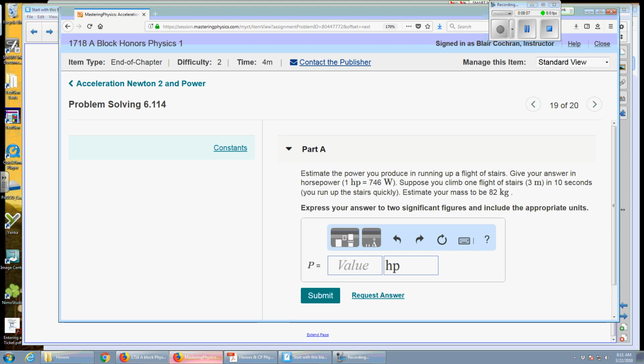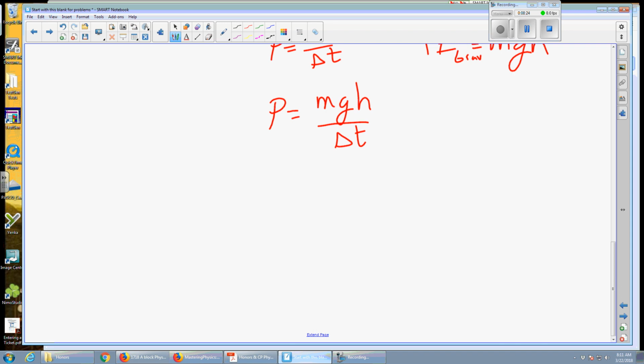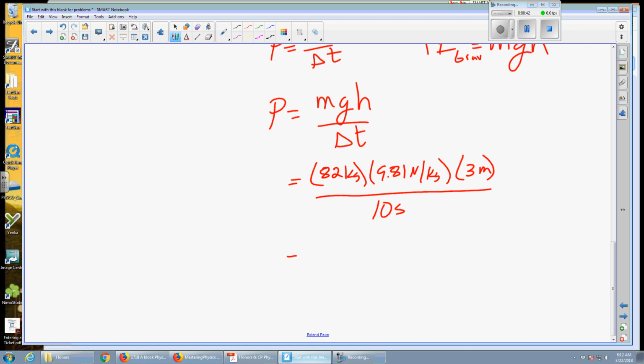They want the answer in horsepower, so I'll have to do a conversion afterwards. It's 3 meters in 10 seconds, so good, meters and seconds, and your mass is given. We're assuming this is on the surface of the Earth. So now it's really just substituting in 82, 9.81 newtons per kilogram, 3 meters, 10 seconds. That's going to give you an answer in watts, just like before.